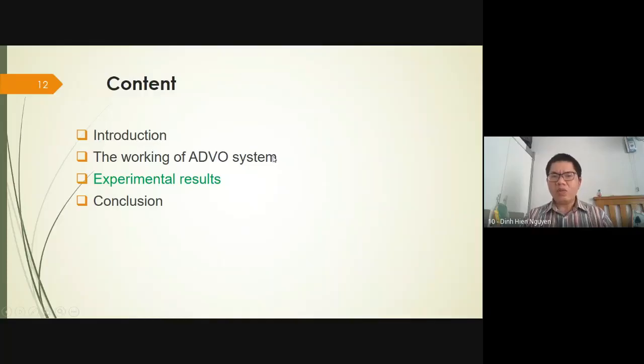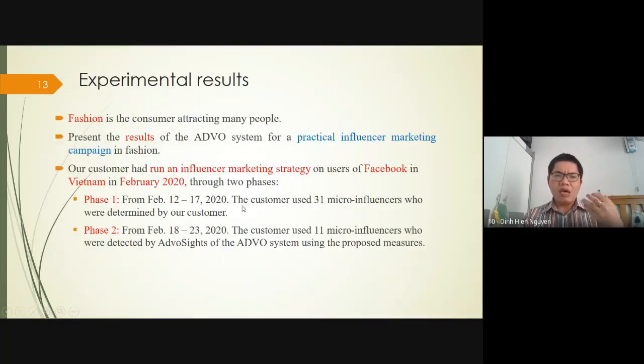Next, we present the design of the experiment for our system. The system is tested through two phases. In phase one, we use the influencers determined by the customer, and in phase two, we use the influencers determined by our system, the ADVO system.